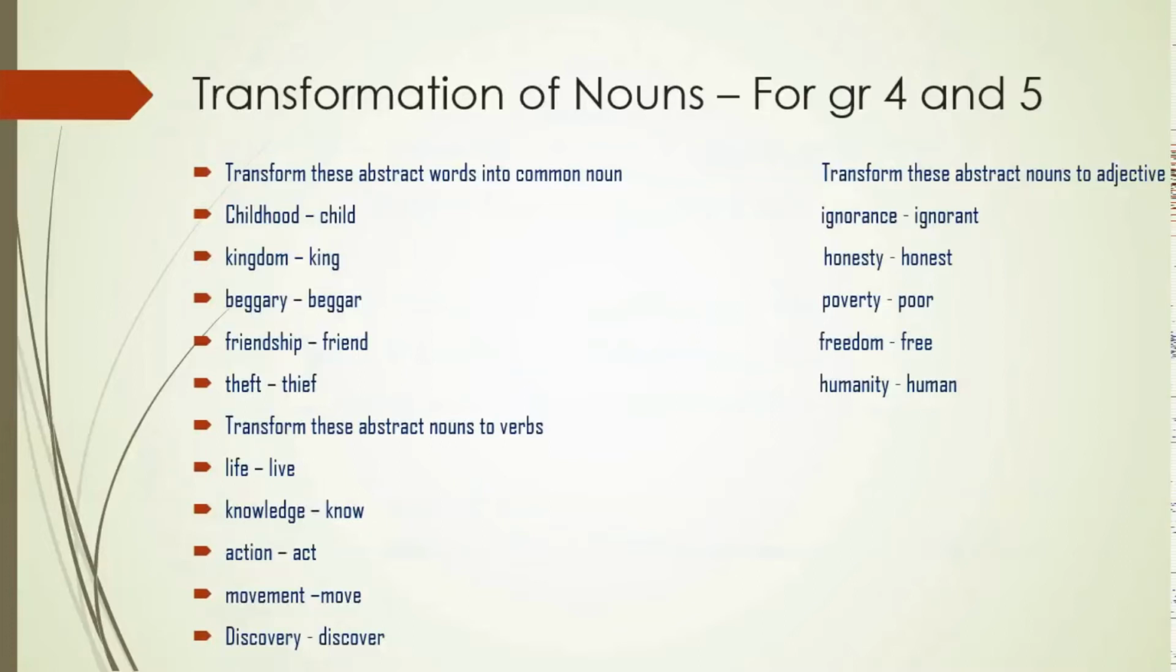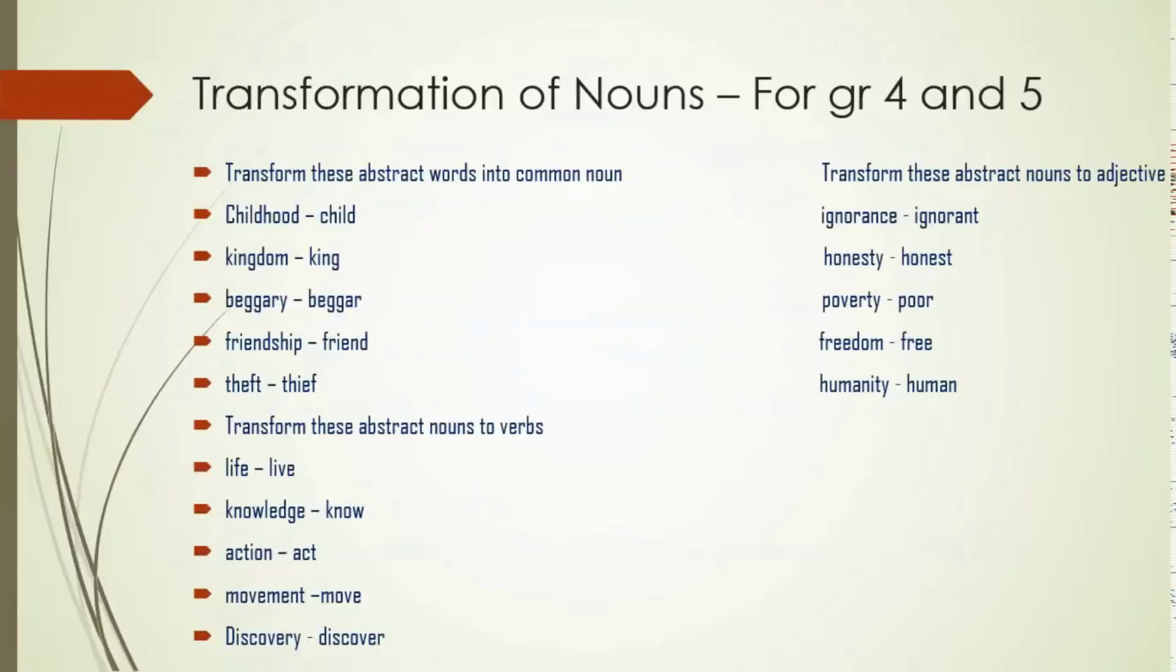Friendship. We all talk about friendship, right? Can we see that? No. It can only be felt. You can just imagine. Theft, thief. Transform these abstract nouns to verbs. Life, live. Knowledge, know. Action, act. Movement, move. Discovery, discover.